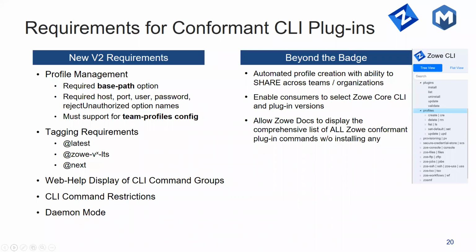One, so that when we do the auto init, when we populate these base path values, there's no inconsistency with those. And also just from a user experience perspective, when folks are creating the config, everything's named the same. This is similar for host, port, user, password, reject unauthorized option names. For example, we want folks leveraging host instead of host name.